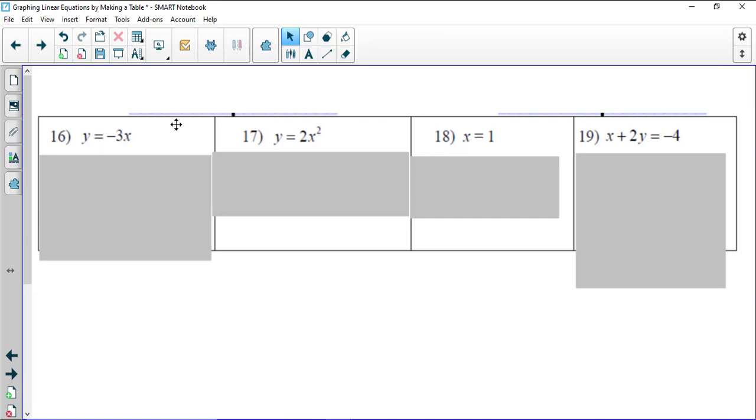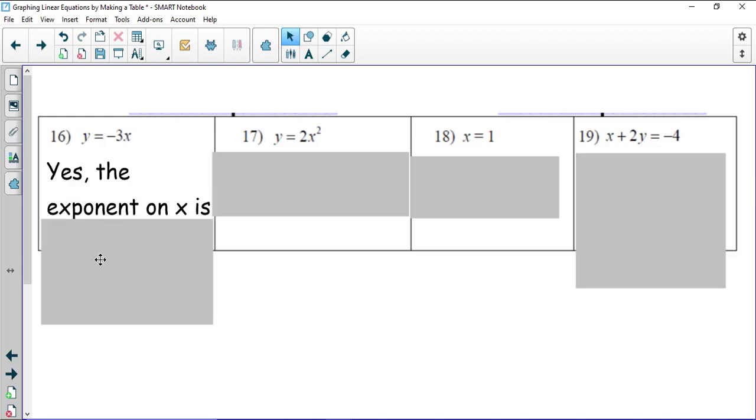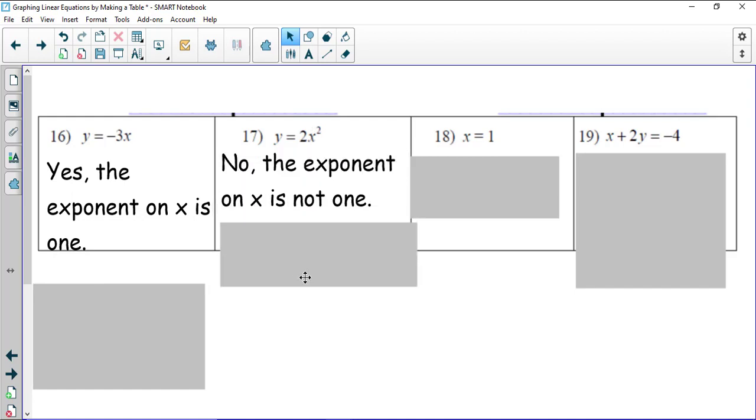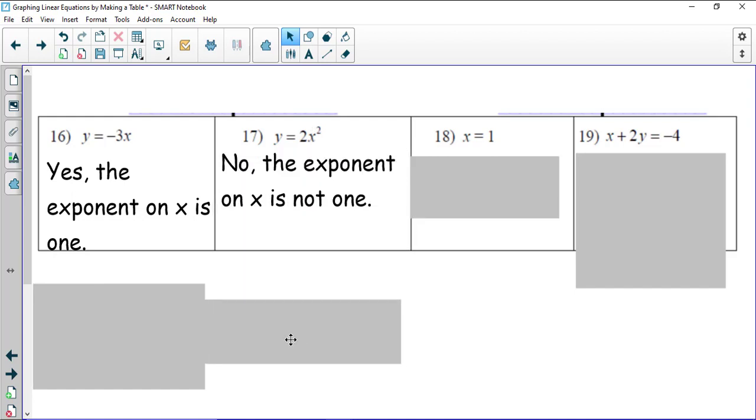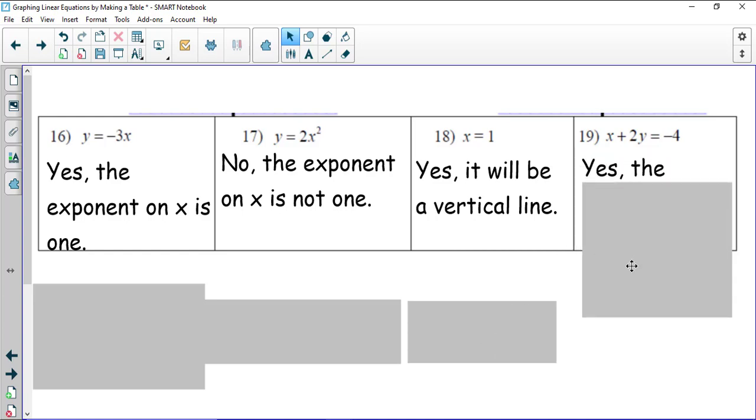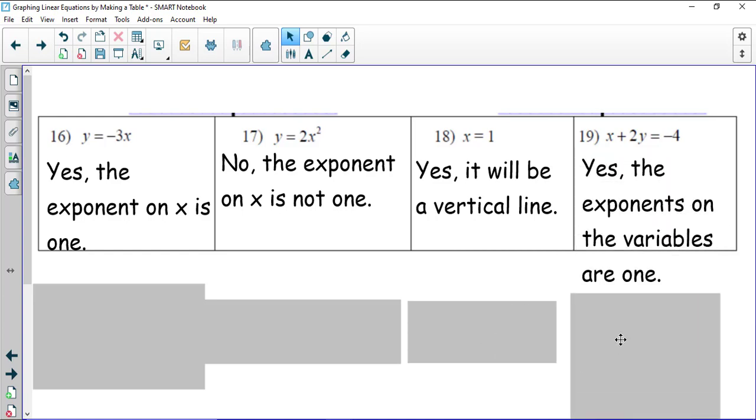So number 16, x and y are in separate terms. You don't have any exponent besides 1. That's definitely going to be linear. For number 17, you have an exponent besides 1. You have an exponent of 2. So I said, no, it's not linear. The exponent on x is not 1. Number 18, we don't have a y in this equation, but that's okay. This is actually going to be a vertical line, which we talked about in the very first page of the notes. And then for number 19, x and y are separate terms. The exponents on the variables are 1, so it's going to be linear.